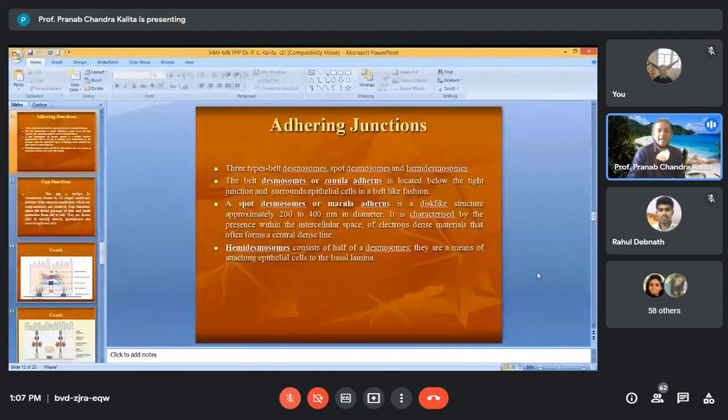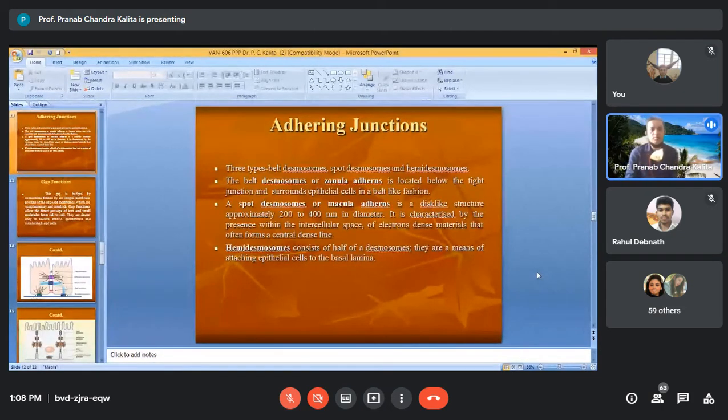Now the adhering junction. There are three types of adhering junction: belt desmosome, spot desmosome, and hemidesmosome. Belt desmosome is also known as zonula adherens. It is located always below the tight junction and surrounds the epithelial cell in a belt-like fashion.